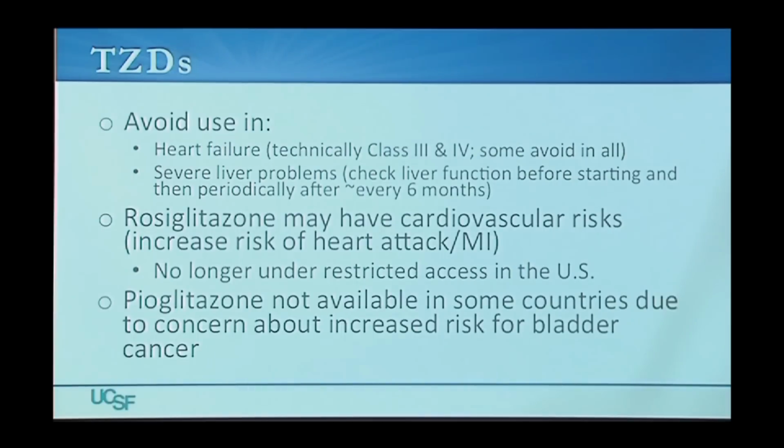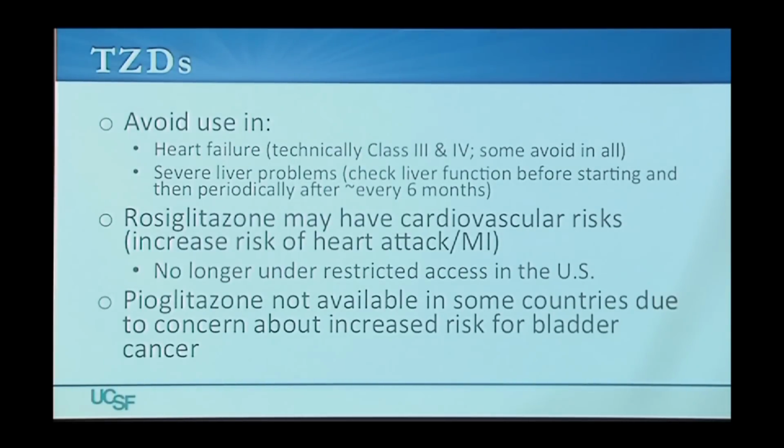The main group of people we would not use the TZDs in are people with heart failure, and technically what's called more severe class 3 or 4, but some would avoid their use in all people with heart failure. And the reason for this is that both pioglitazone and rosiglitazone have been shown to increase the risk of heart failure, or kind of unmask it in someone who had it developing, primarily because of water retention or fluid retention. So they'll cause people to gain weight through some water and fluid retention.